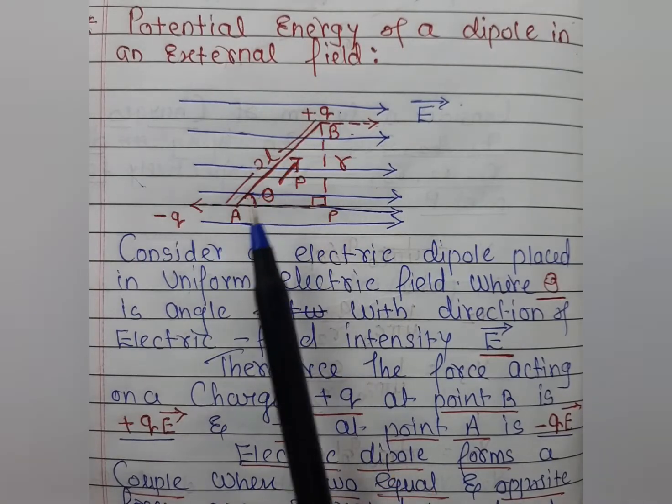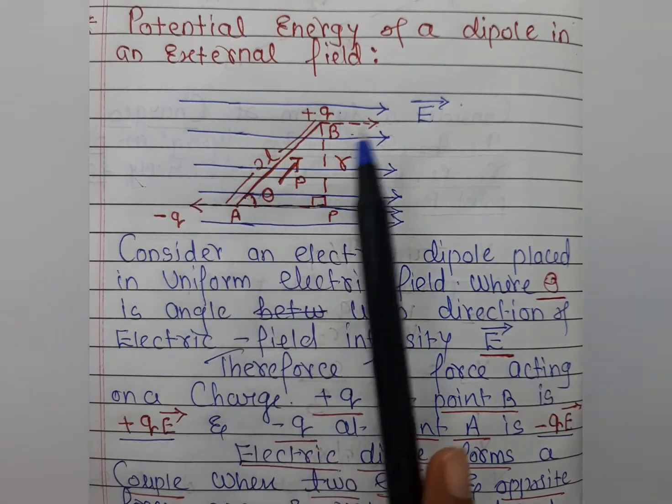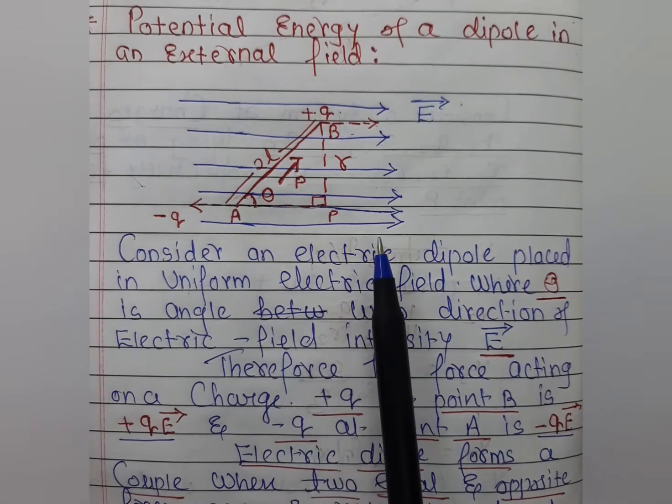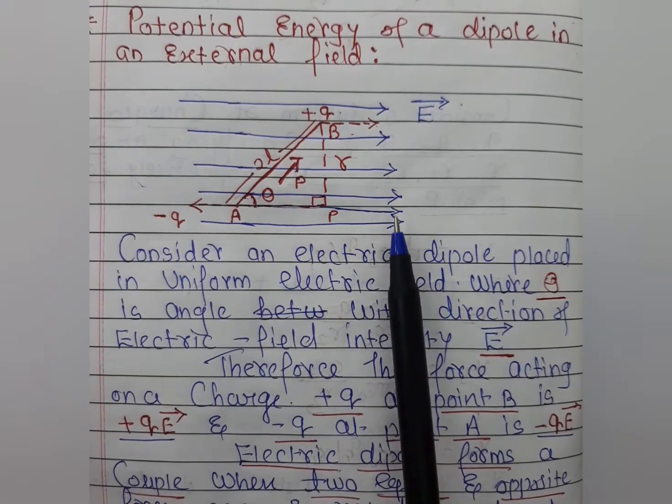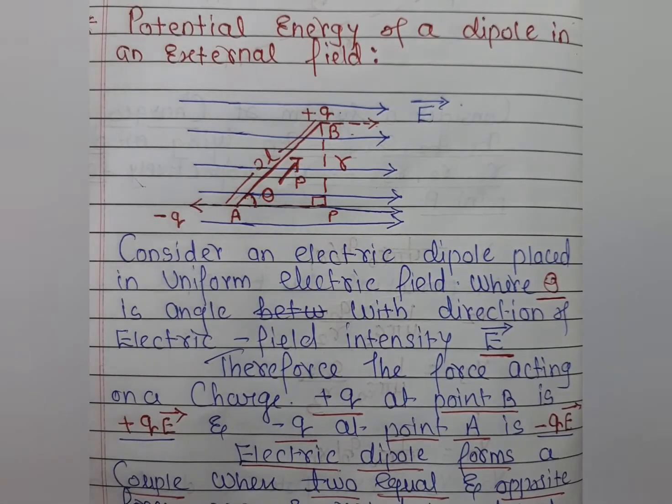And when these two opposite charges are placed in an external electric field intensity, and here the external electric field intensity is uniform, so when we place this electric dipole in a uniform electric field, what happens? How do these charges behave here? So let us understand students.